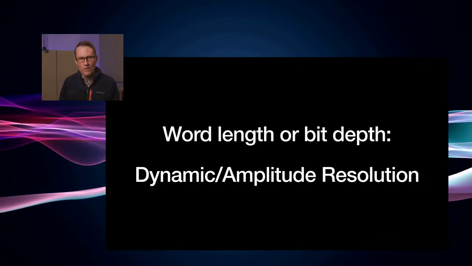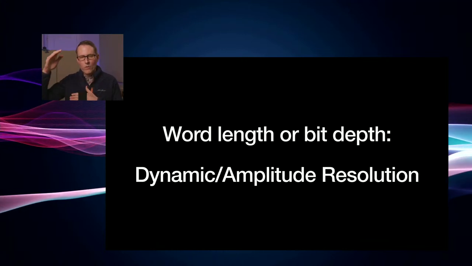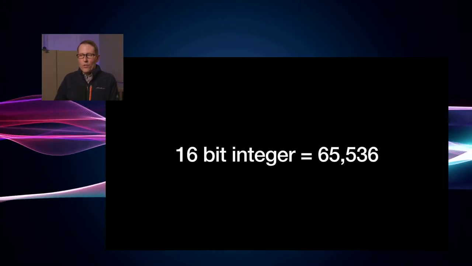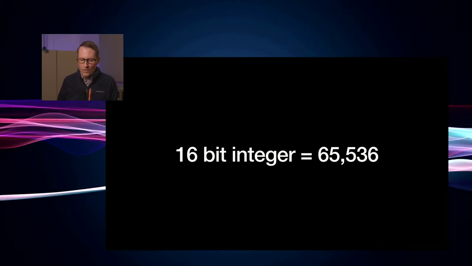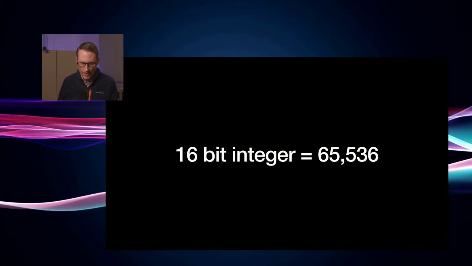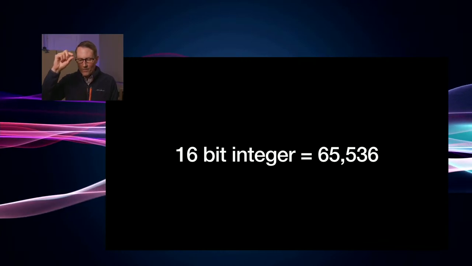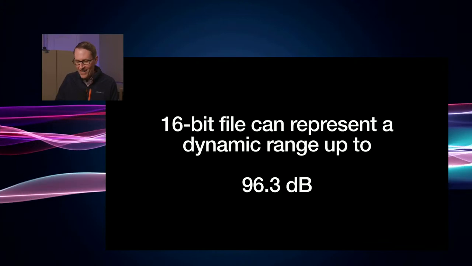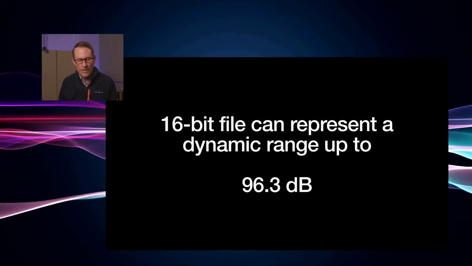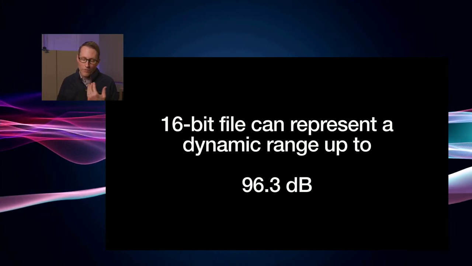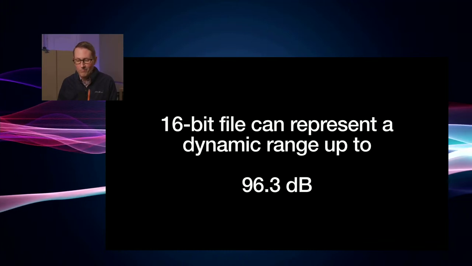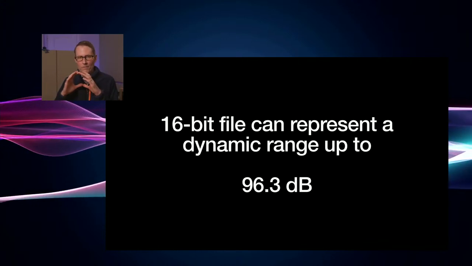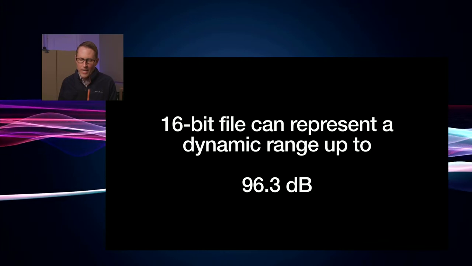So that's really what 32-bit float does. It is able to record with more resolution and represent a much wider dynamic range. Just for comparison, let's talk about each of these different formats. 16-bit integer WAV files can store resolution information at 65,536 different values. That's a lot of values, and with that it can represent a dynamic range of 96.3 decibels. For most spoken word audio, and actually most music, as a final delivery format, 16-bit is just fine. In fact, that's what CDs are based on.